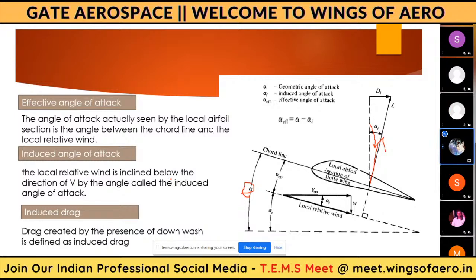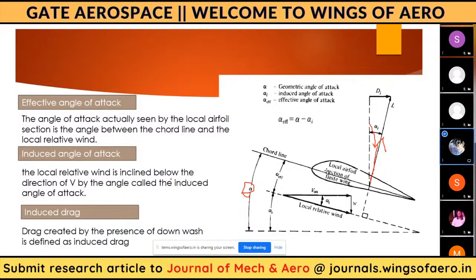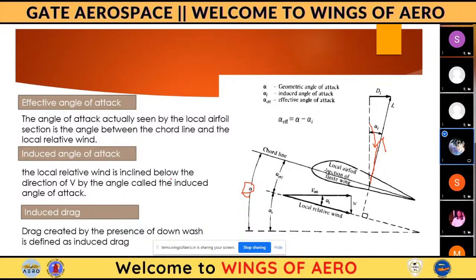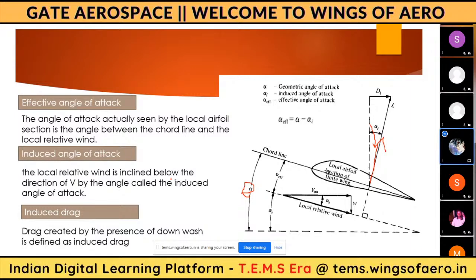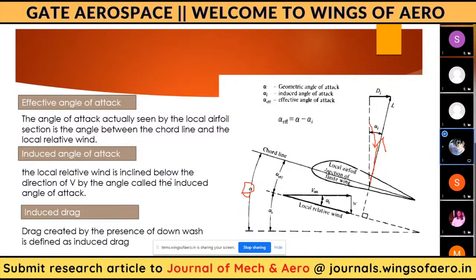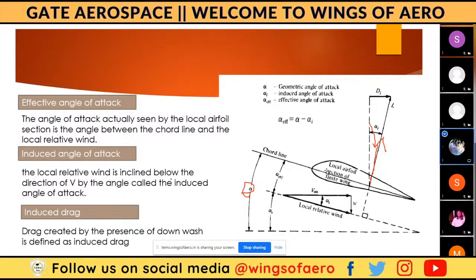So the local flow, the free stream air which hits the aerofoil, is not in parallel motion. Sometimes it may be inclined. Assume it may be straight, but it may not be horizontal. So the velocity of air, or the angle of the wind, is somewhat inclined. That inclined angle is called the induced angle of attack.